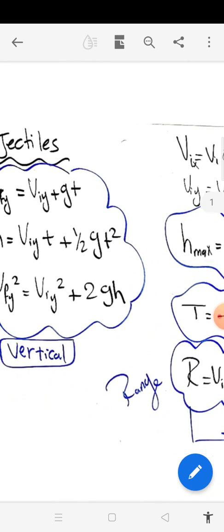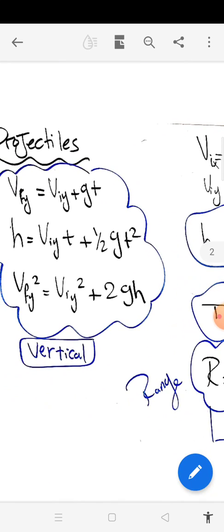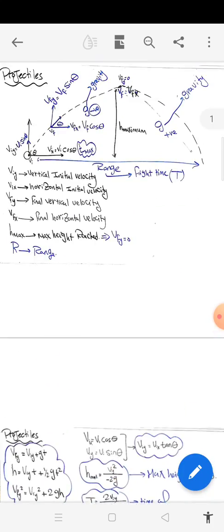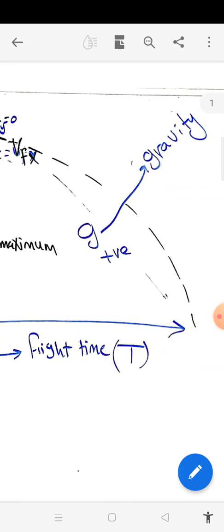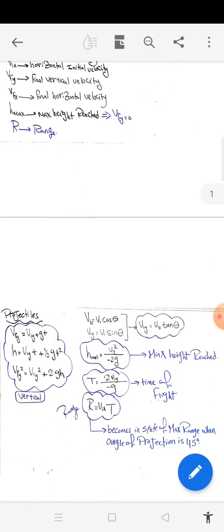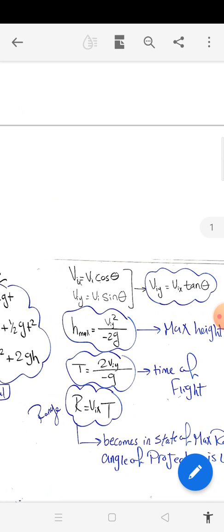If we are talking about the y-axis, you will have the equations of motion, the first equation, the second equation, the third equation, but in the y dimension and using gravity. You have to know also that when projecting upward, the gravity is negative, and when projecting downward, the gravity is positive. The v initial x is v initial cosine theta, and v initial y is v initial sine theta. Dividing v initial y by v initial x, sine over cosine gives tan theta.